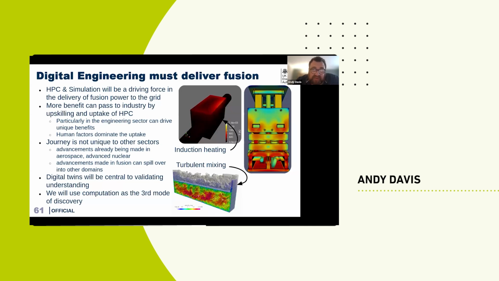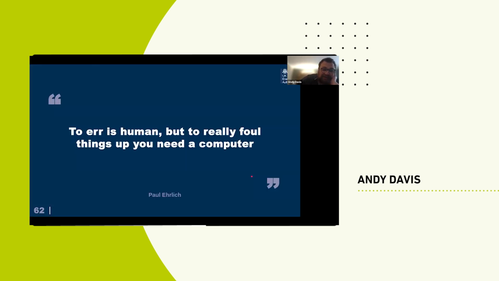But doing everything that we want to do, we really hope that this will enable us to use computation as the third mode of discovery alongside theory and experiment. So really my final quote is, to err is human, but to really foul things up, you need a computer.